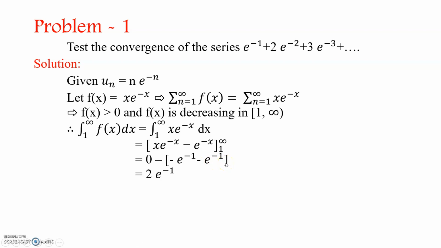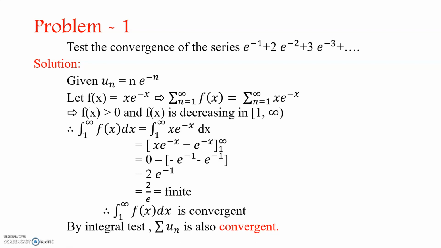So finally we got the result 2 e power minus 1, which is equal to 2 by e, which is a finite value. That is, the integral value is finite, then this is called convergent. Therefore, integral 1 to infinity f of x dx is convergent. By using the integral test, summation un is also convergent.